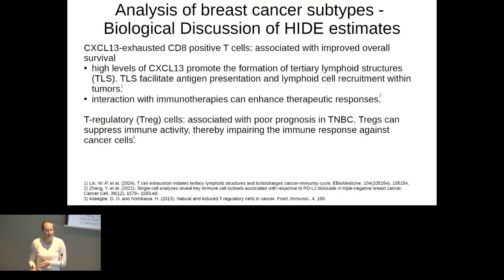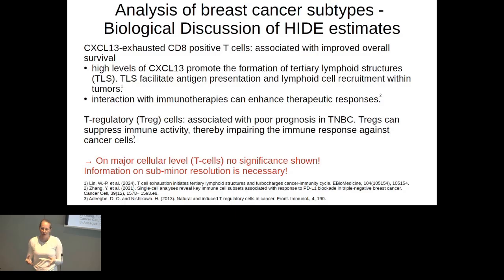And for different T cell subgroups, regulatory T cells, we found that they are associated with a poor prognosis in triple-negative breast cancer. And literature says that these regulatory T cells can suppress the immune activity and thereby impair the immune response against the cancer cells. And so one can see why it is important to have information about the cell type contributions on the sub-minor level, because would we only regard the T cells, we would have found nothing significant. But when we go further down, we see that the T cells are very important to predict if it's a good or a bad outcome for the patients.